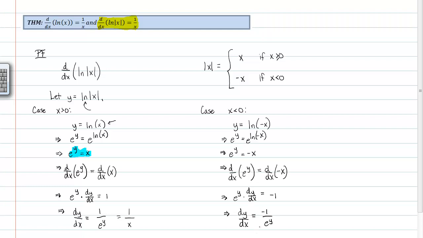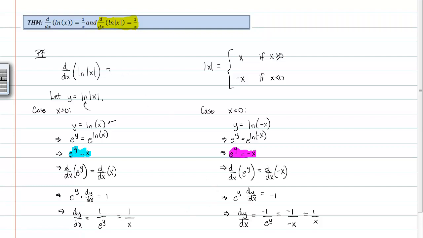And people often think, well, now see, they're two totally different derivatives. However, in this case, when x is less than 0, e to the y is equal to negative x. So I'll go ahead and substitute that in. So this is equal to negative 1 over negative x, or in other words, again, 1 over x. So it actually did not matter if x was positive or if x was negative. The derivative of y with respect to x still came out to be 1 over x in either case.